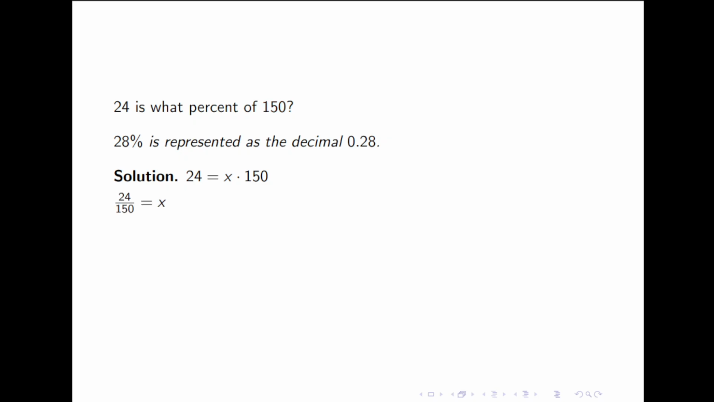Dividing both sides by 150, we have 24 divided by 150 equals x. Simplifying the left side, 0.16 is equal to x. The decimal 0.16 is equal to 16%, so x equals 16%.